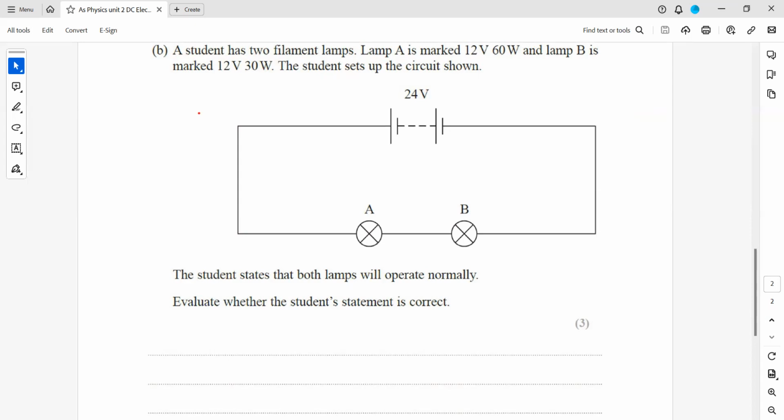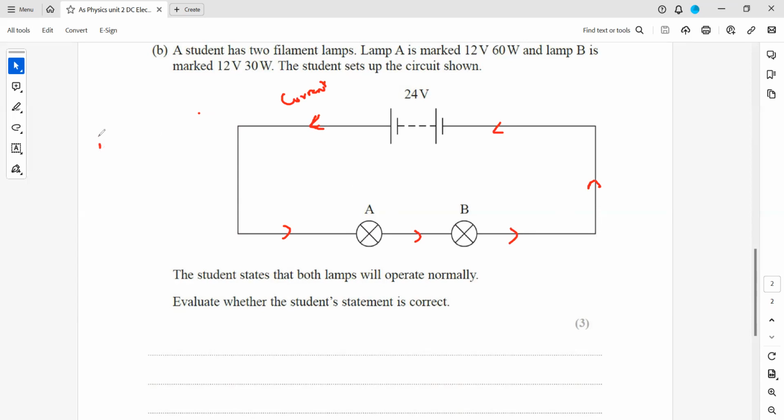But how can we compare them? First, we'll compare because they are connected in series. When they are connected in series, what is the same characteristic for a series circuit? In a series circuit, they have the same current. The current throughout the circuit will be the same. So if we compare their brightness, this is a power rating, like this is 60 watt, but which one produces more, or which one will be brighter?